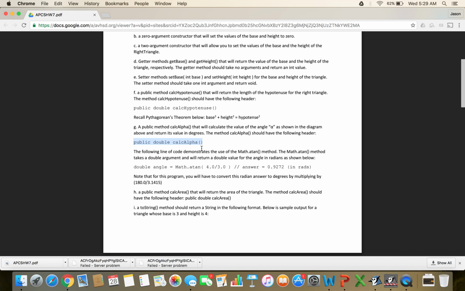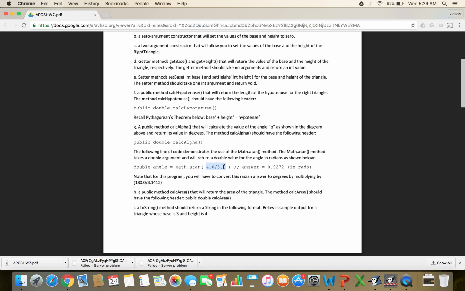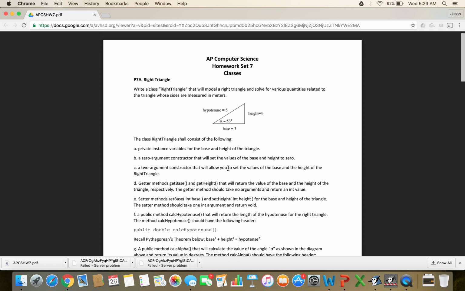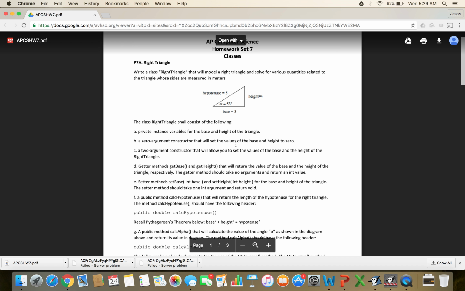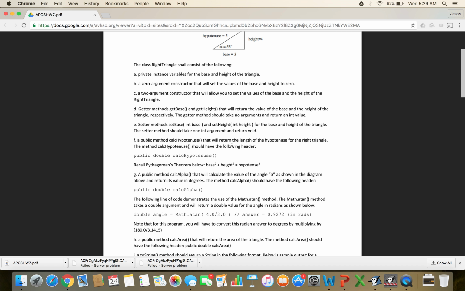The following line of code demonstrates the use of math.atan. I feel like you can figure that out, so I'm going to leave that alone. 4 and 3, I guess I'm not leaving it alone. 4 and 3, those are the base and height. So you wouldn't write 4.0 or 3.0, you would write base and height there, or height and base, depending on which one is actually which.